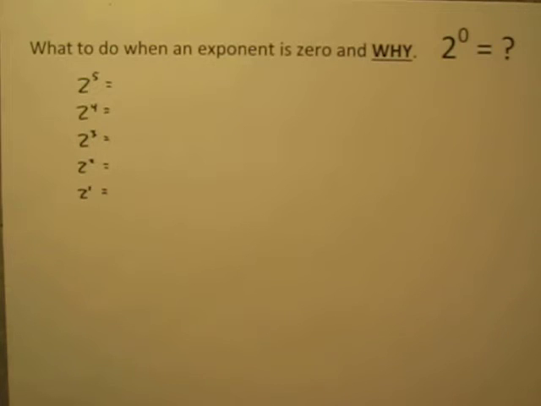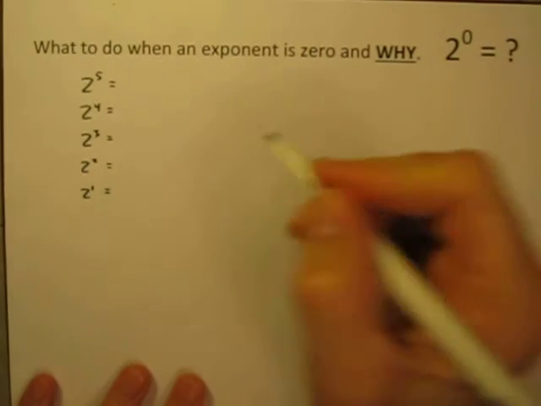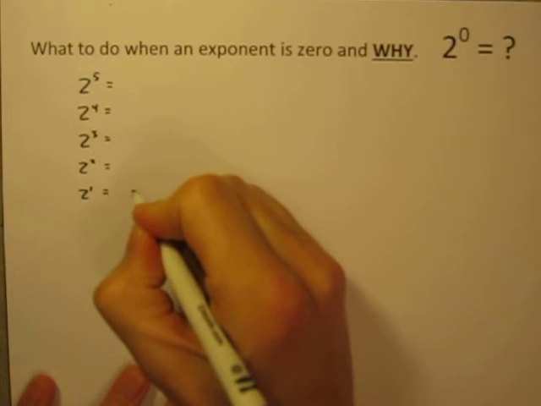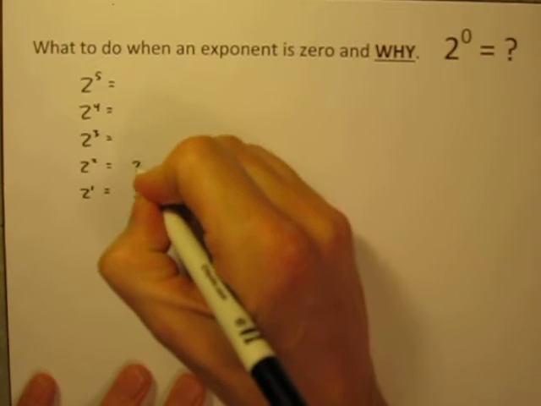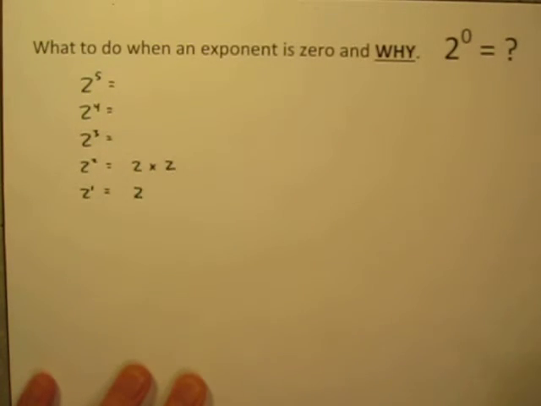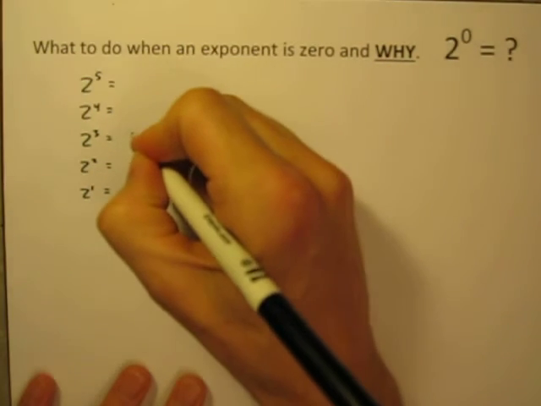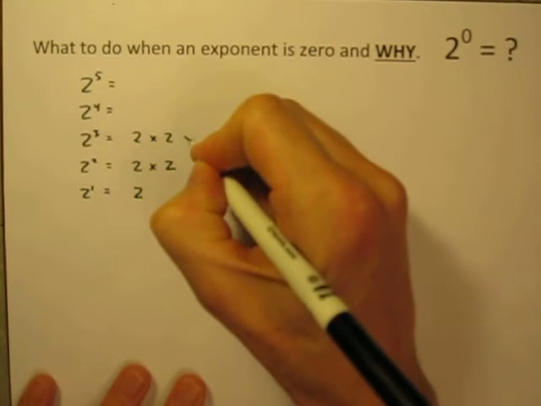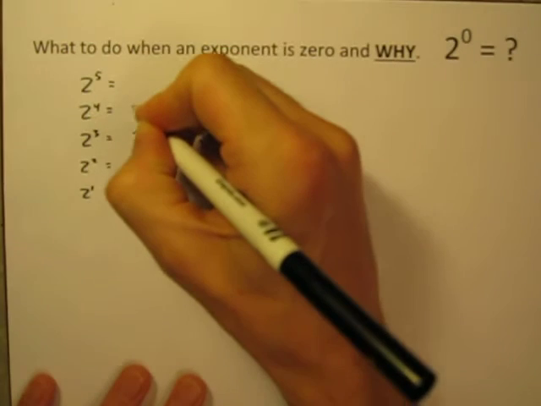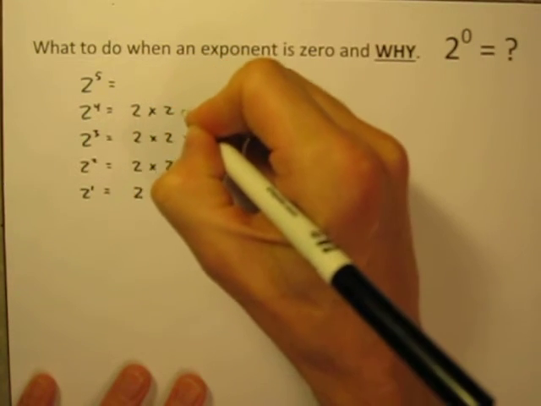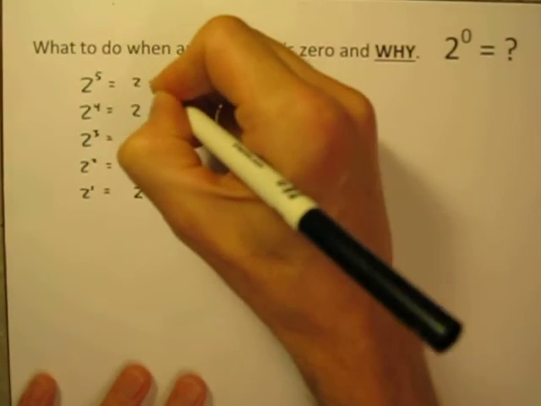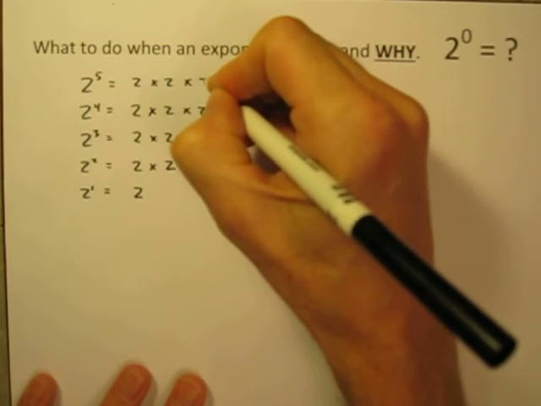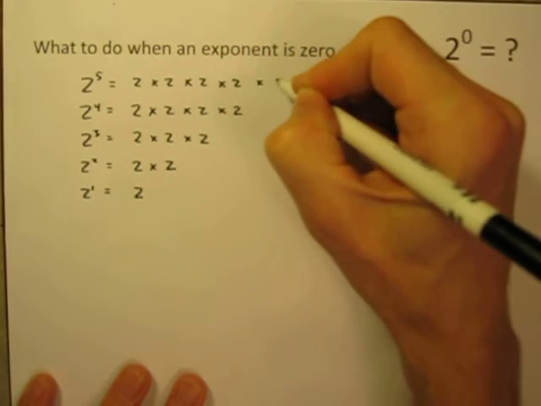If I am going to look at 2 to the 1st power, that's pretty simple. That's just 1, 2. So the answer will just be 2. But if I have 2 to the 2nd power, that's going to be 2 times 2, knowing how to handle exponents. 2 to the 2nd power just means 2 2s multiplied together. 2 to the 3rd power is 2 times 2 times 2. 2 to the 4th power is 2 times 2 times 2 times 2. And 2 to the 5th power is 2 times 2 times 2 times 2 times 2.